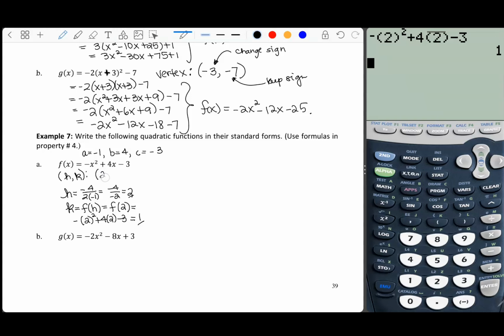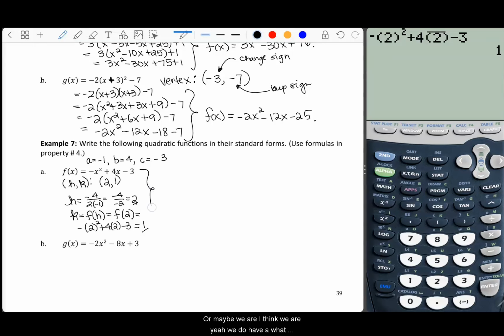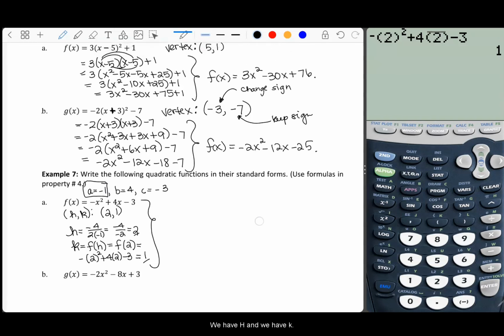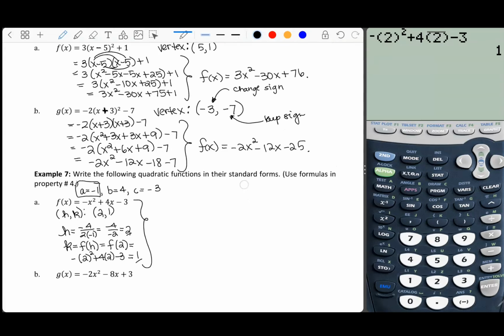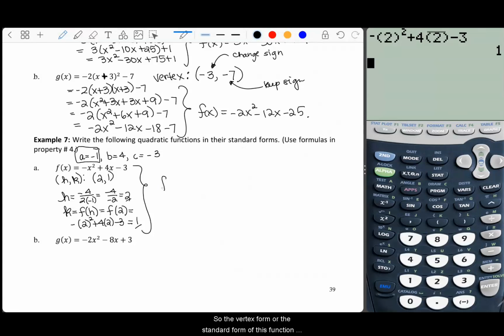But we're not finished. Or maybe we are. I think we are, yeah. We do have what we need. We have the a value is negative 1. We have h, and we have k. So we should be able to write it in its standard form with the a, h, and k. So the vertex form, or the standard form, of this function is going to be f of x equals a negative 1, that's our a value, times x, change the sign, minus 2, quantity squared, plus the k, keep the sign, 1. So it's negative x minus 2, quantity squared, plus 1.